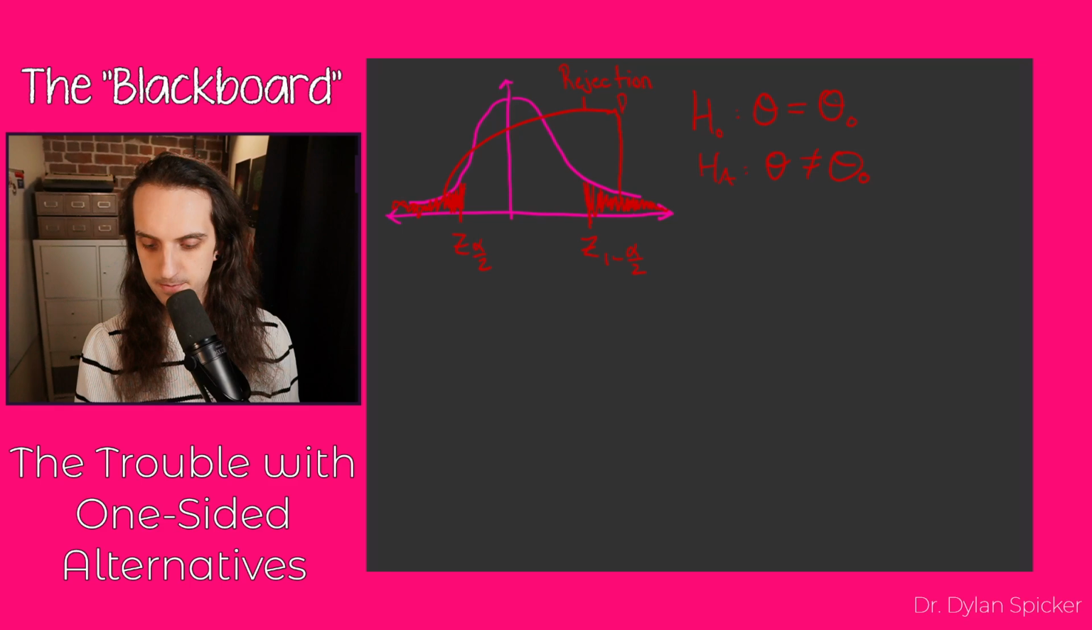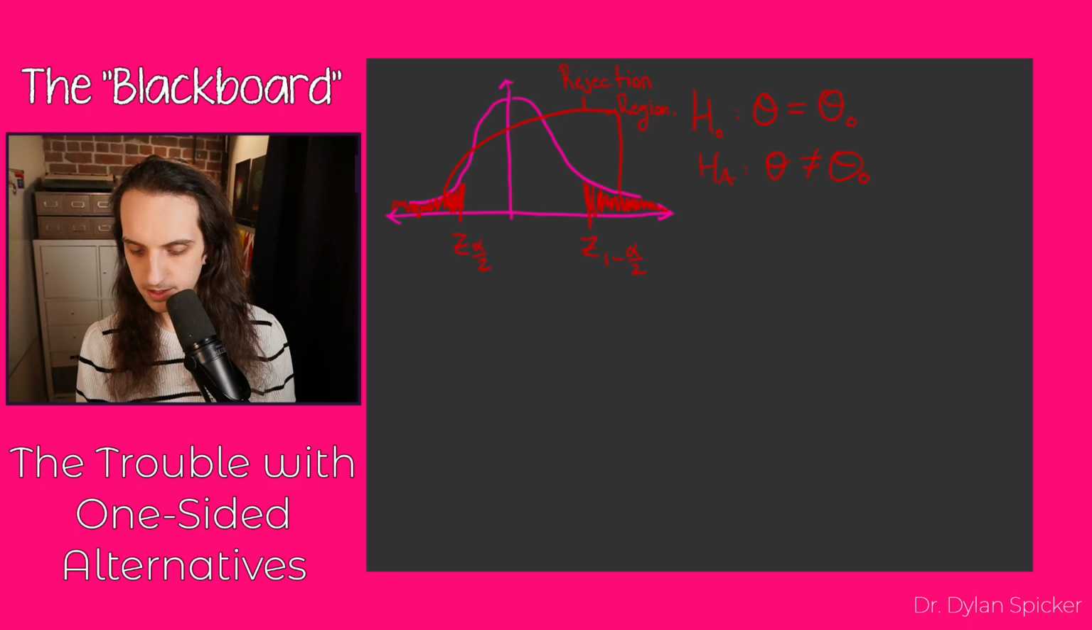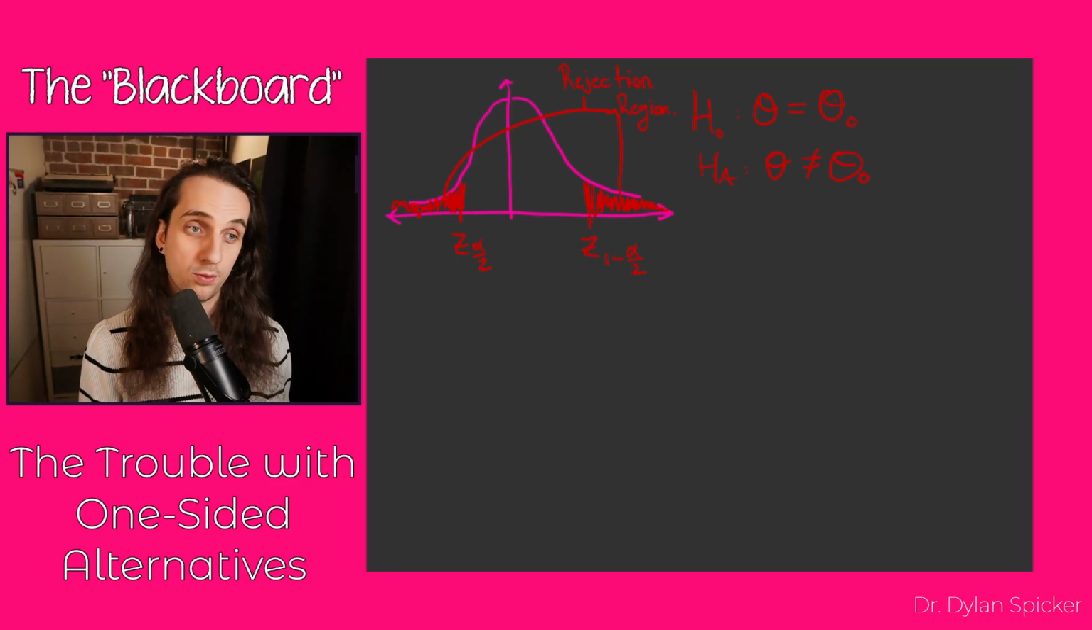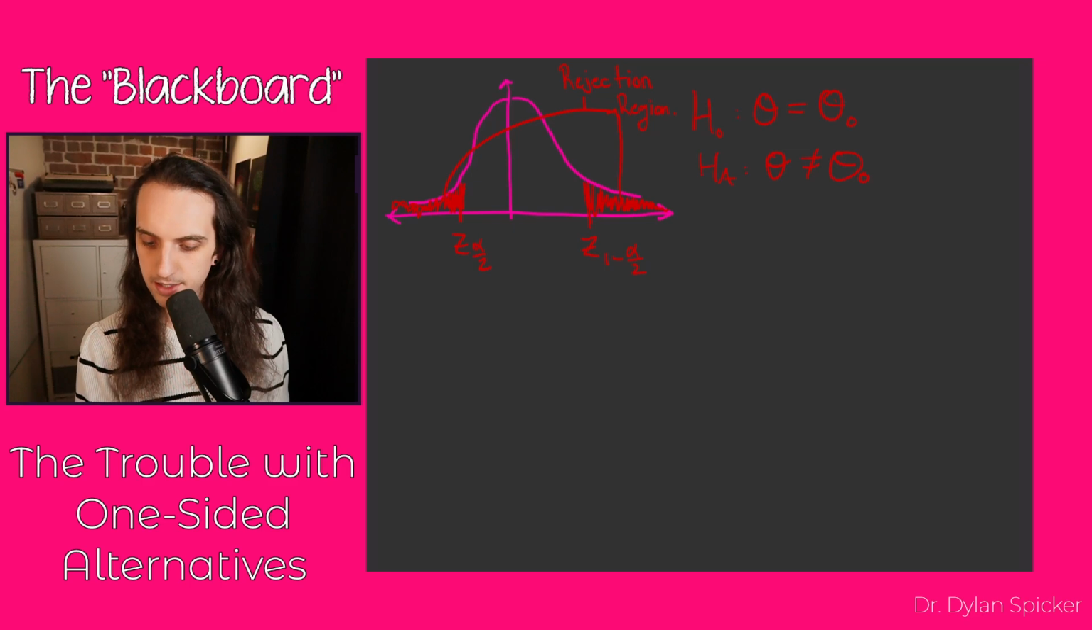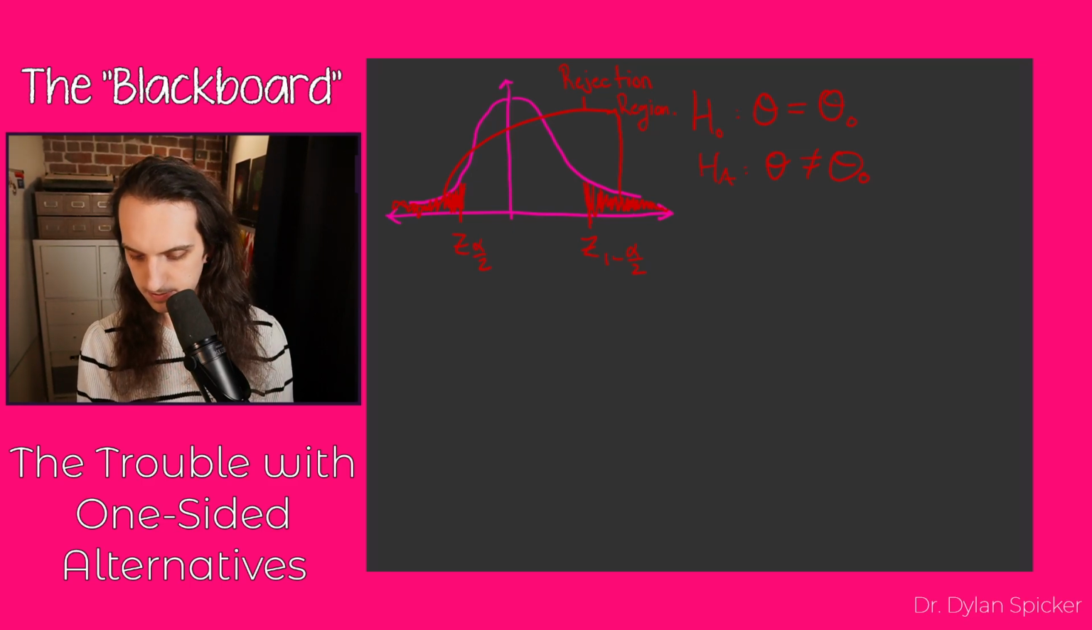All right, so that's our rejection region. Now, what does it look like if we run a one-tail hypothesis test? So we're going to start with a very similar looking bell curve here.